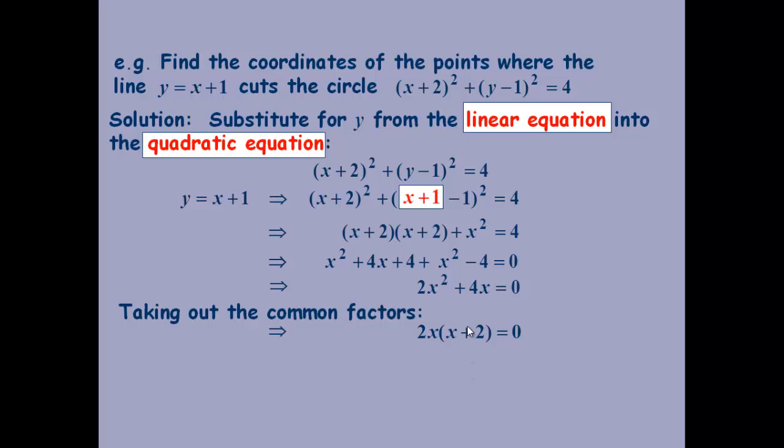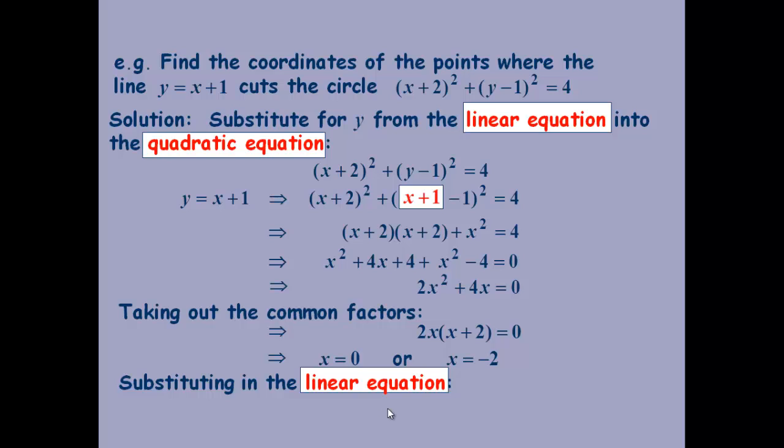So we take the x out. We can also take 2 out, can't we? Because 2 is a common factor of 2 and 4. So take 2x out, and that gives us solutions when x is 0 and when x is -2. If we now sub in these values into the linear equation, we can find our corresponding y values. When x is 0, y is 1. And when x is -2, y is -1.